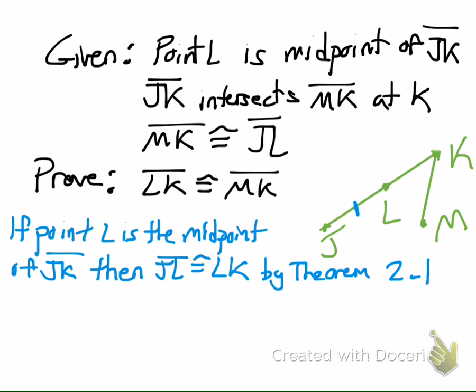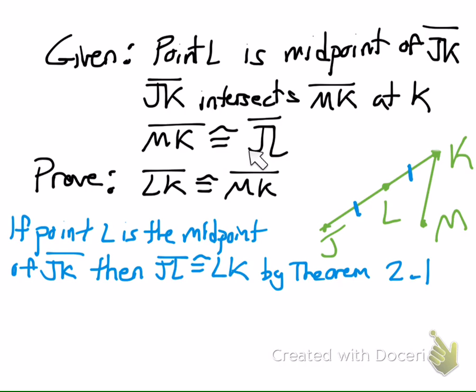So I'm going to mark those congruent in my picture. Everybody agree with that? Okay? I just used this part of my given. 99% of the time, whenever it tells you something about a midpoint, you're going to tell me which two segments are congruent by 2.1. That's a theorem. Here's your argument. Here's your justification. There's what's true. Let's look at my next part. JK intersects MK at K. I already drew that picture. That's what that told me.